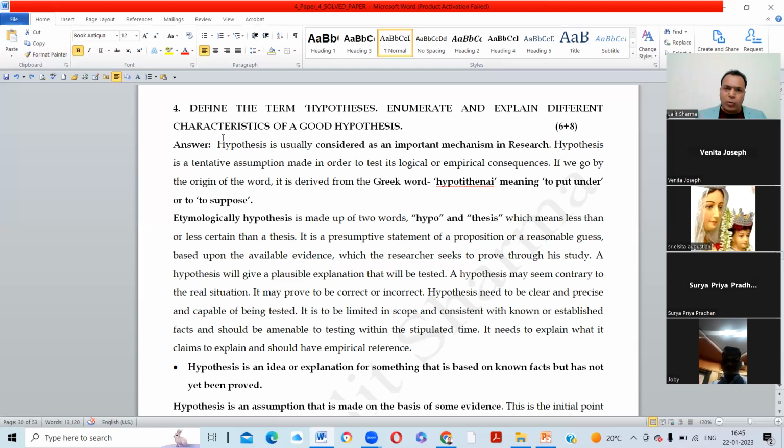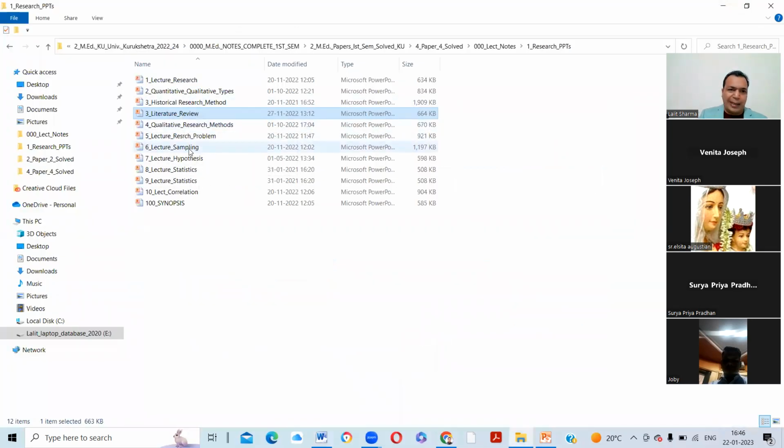So what you have to do is fill an average of 6-7 pages. 3 pages you can give to defining the hypothesis and its nature and characteristics, and the rest of the 3 or 4 pages you have to explain the different characteristics of a good hypothesis, right? So guys, first of all we talk about what a hypothesis is. We have already talked about it many times. We open the PPT, because from the PPT it will be clearer.